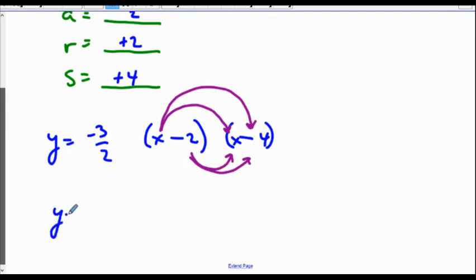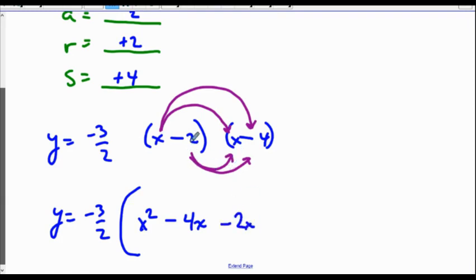So I know that y equals negative 3 over 2, and I'm just going to put all this in a big bracket here. So x times x is x squared. X times negative 4 is negative 4x. Negative 2 times x is negative 2x. And negative 2 times negative 4 is positive 8. So there's what it's going to look like. I'm not done.